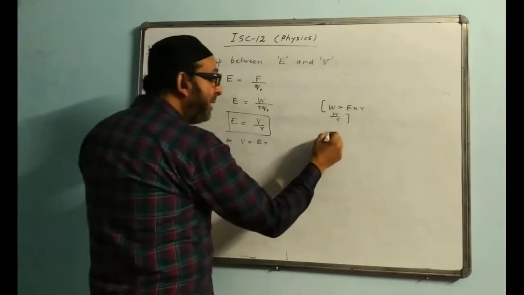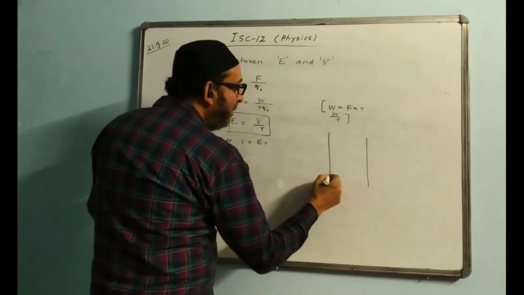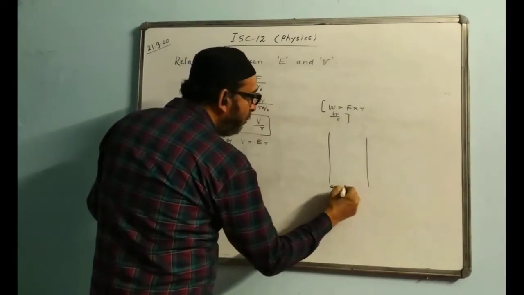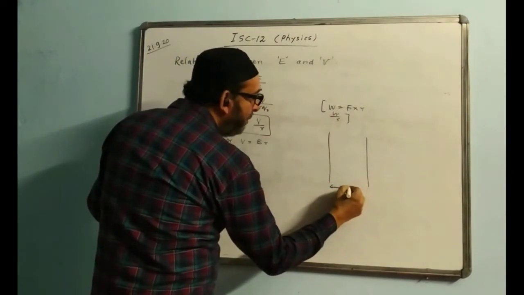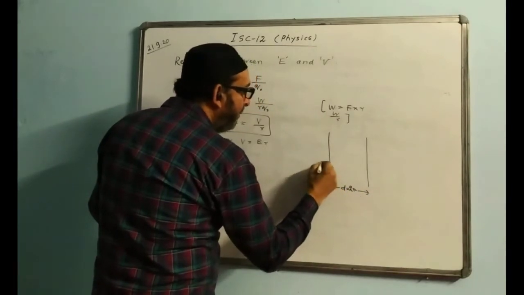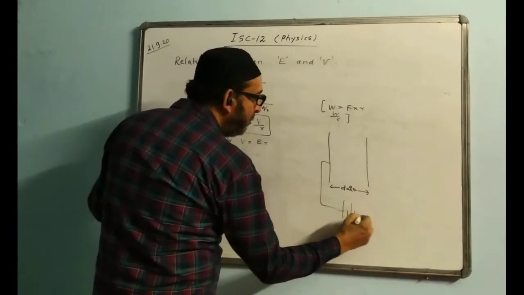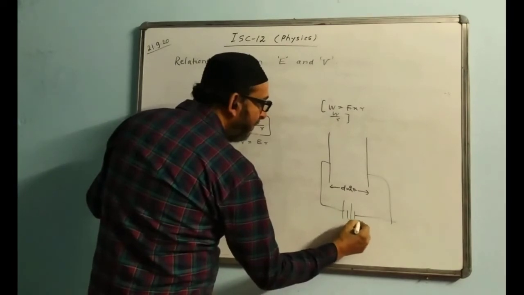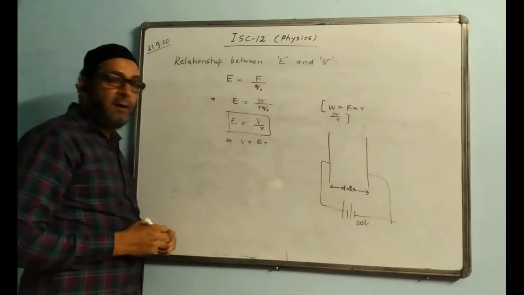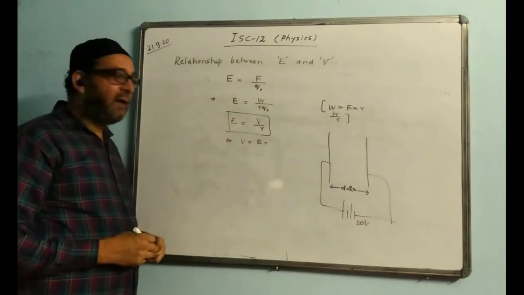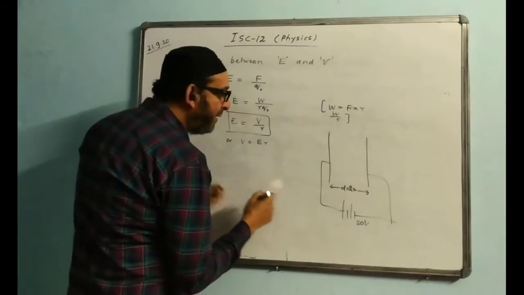Sometimes this type of question may come out. Just have a look. They may show the distance between the two plates as maybe 1 meter or maybe 2 meter like this. And the total voltage applied is maybe 50 volt here. And they are asking you to find the electric field between the plates. What is the electric field between the plates?